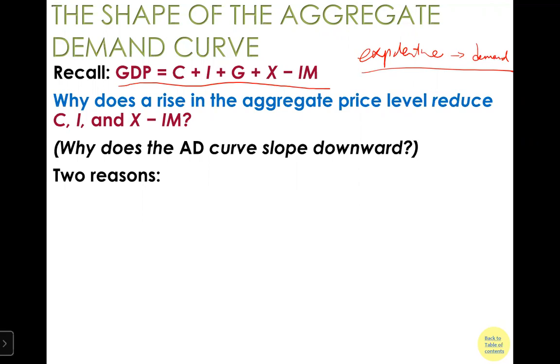Now the question is, why does a rise in the aggregate price level reduce C, I, and NX, which is net export? Here we exclude G to simplify our discussion, since G is independent of the price level. If we understand why the aggregate price level reduces C, I, or NX, then we understand why the aggregate demand curve slopes downwards. There are two reasons.